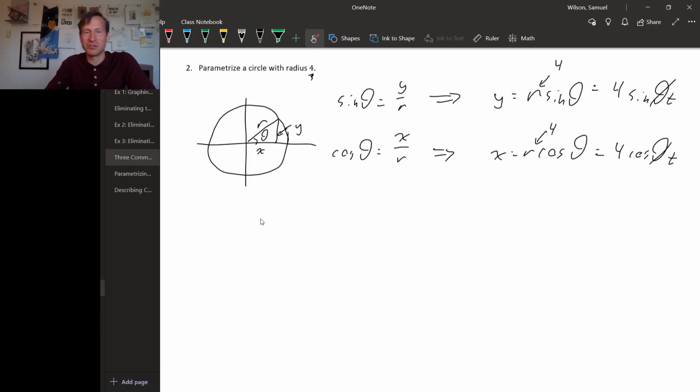And this trick is always going to work. So if you want to parameterize a circle with radius r, you can use x equals r cosine t and y equals r sine t. Of course, this parameterization starts at a certain spot, the right-hand spot, and goes in a certain direction, counterclockwise, at a particular speed. If you want a different radius, a different speed, or if you want to start at a different place, you'd have to change this parameterization.